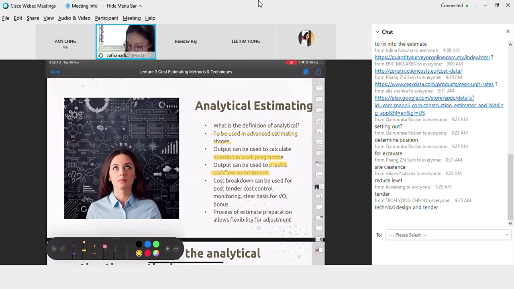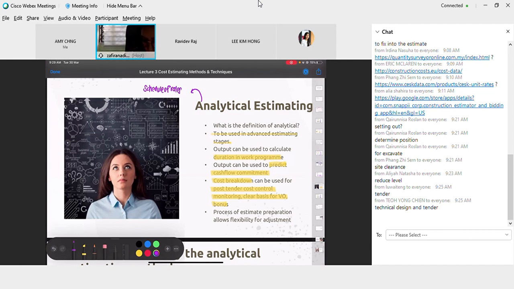Okay, so output of analytical estimating method juga dia akan ada cost breakdown untuk post tender control monitoring and clear basis for VO. Sebab kan, this one you dah work out tau, item by item, dalam dia ada apa, setiap item, elemen ada apa item, and you will price everything. So, and then this one, kalau you nanti tengok the whole tender document, pricing daripada analytical estimating ni akan masuk dekat dalam, kalau you pakai PWD punya contract, dia akan nama schedule of rates.